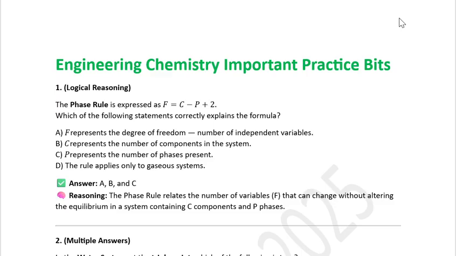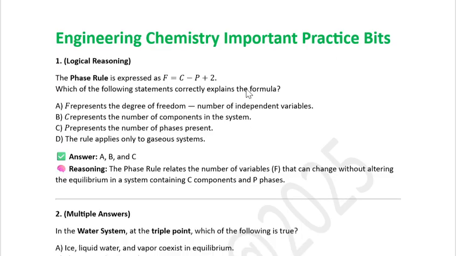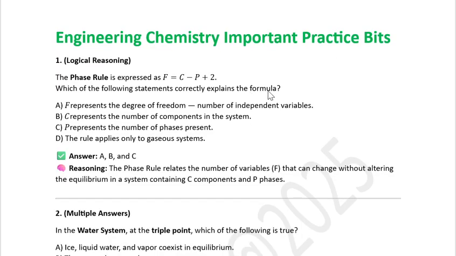Today we are going to discuss some important engineering chemistry practice bits. The phase rule is expressed as F is equal to C minus P plus 2. Which of the following statements correctly explains the formula? There are four options.